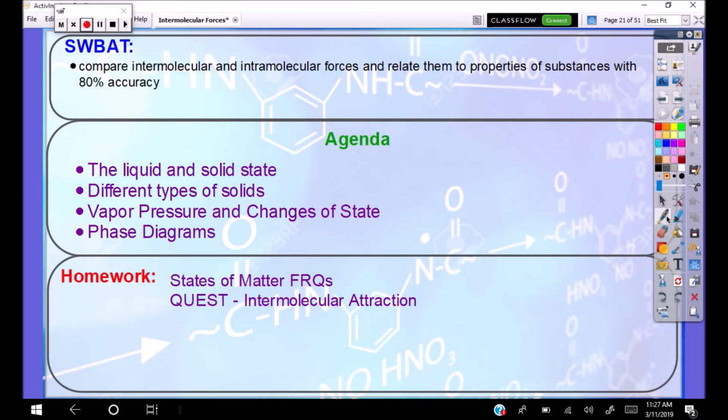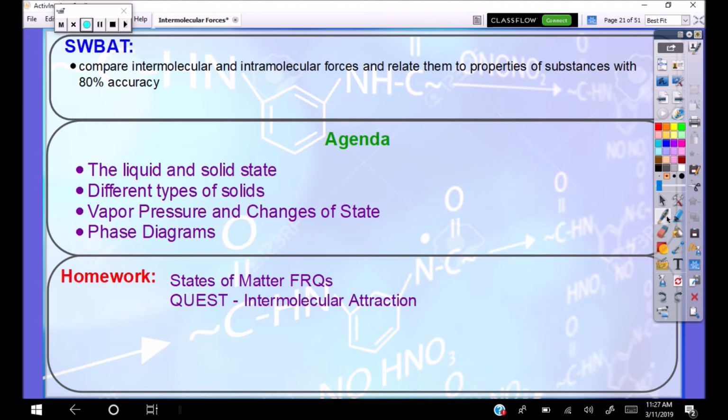Hello class, today we are going to spend some time focusing on states of matter, particularly the solid and liquid state. We just wrapped up a whole unit on the interactions of particles in the gas phase, or lack thereof. We know that things in the gas phase tend to have very little interaction with each other, and that's when it's considered ideal. When they do start to have interaction with each other, that's when we start to view them as real gases.